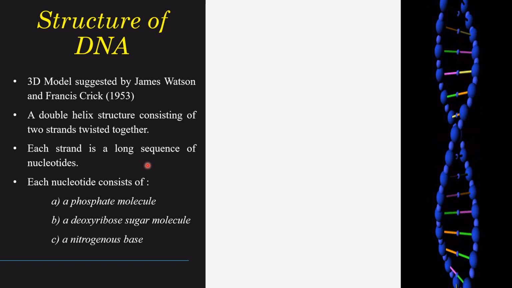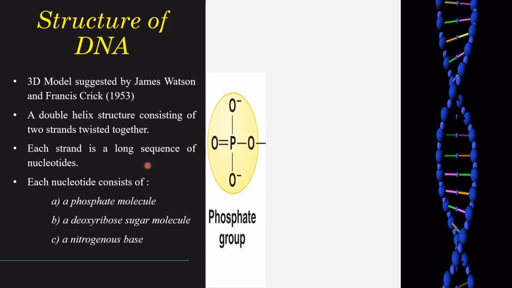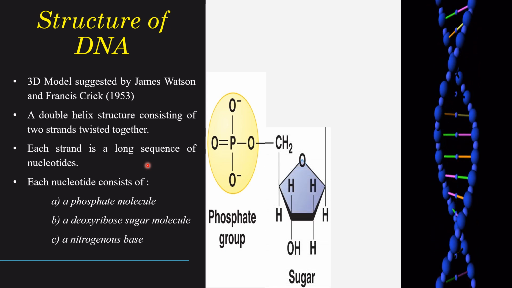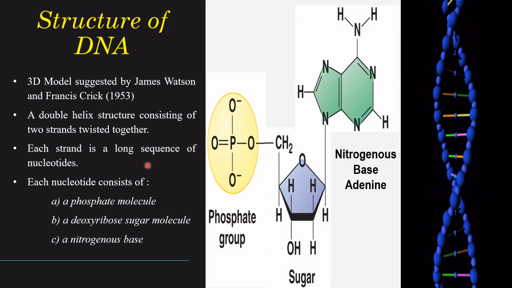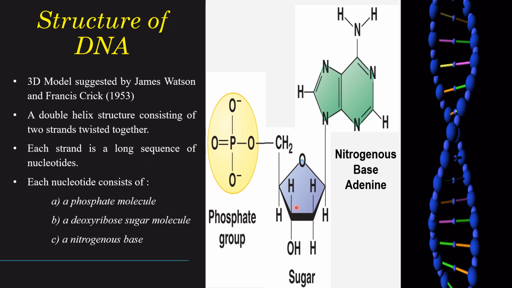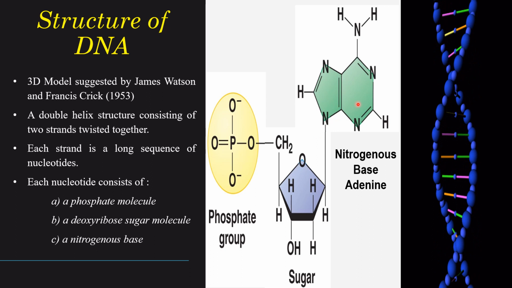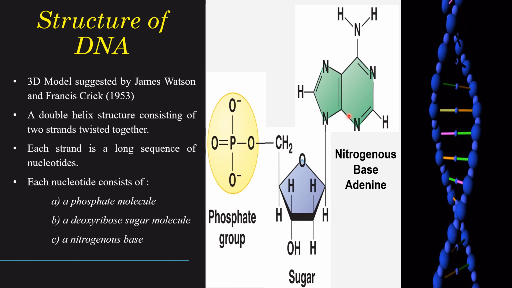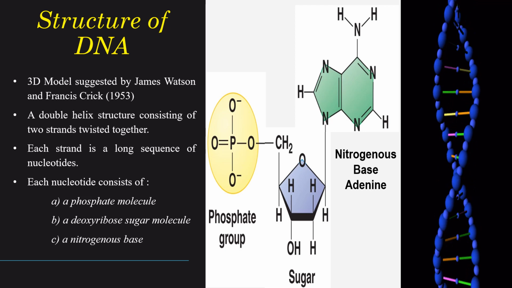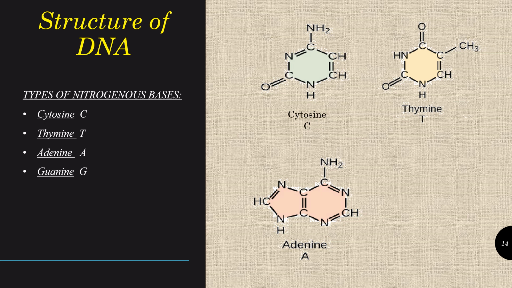Each nucleotide consists of 3 molecules: a phosphate group, a deoxyribose sugar molecule, and a nitrogenous base. Now the phosphate group and sugar molecule in each nucleotide remain the same, but each nucleotide may contain a different nitrogenous base. As I told you, nitrogenous bases are of 4 different types: cytosine, thymine, adenine, and guanine.